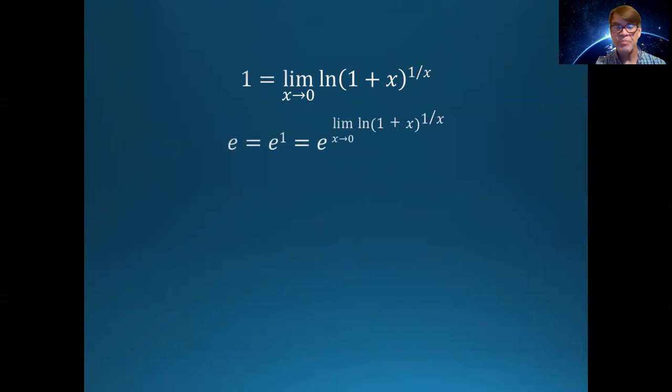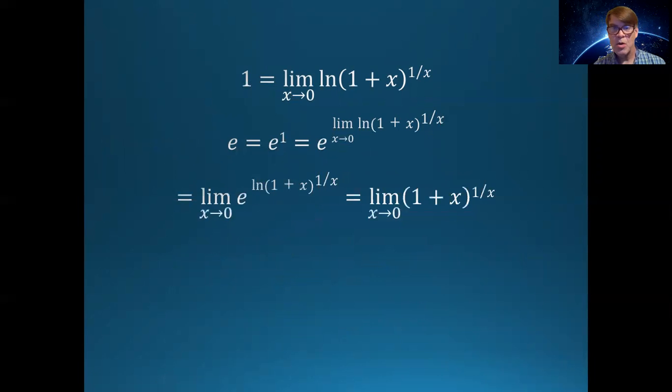Let's keep going. We know that e is e to the 1, and since this equals 1, we can say that e is e to the limit as x approaches 0 of the natural log of 1 plus x to the 1 over x power. Why would you do that? Well, keep listening. We can pull the limit out and say the limit as x approaches 0 of e to the natural logarithm of 1 plus x raised to the 1 over x power. These are cancellation equations, so the e and the natural log disappear, and we're left with the limit as x approaches 0 of 1 plus x to the 1 over x.